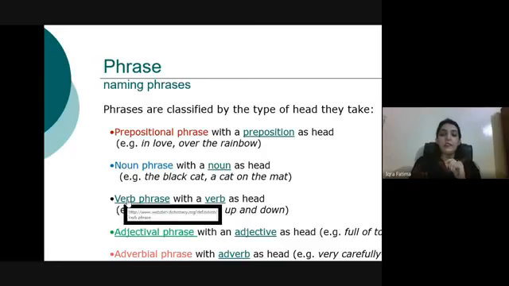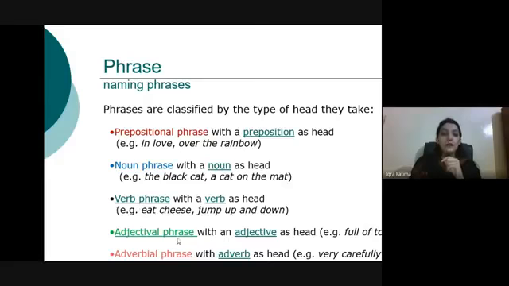The third type of the phrase is verb phrase. Verb phrase has the head within it as a verb. Now you can see in the example, eat cheese, jump up and down. So these phrases are starting from eat, which is a verb, and jump, which is a verb.